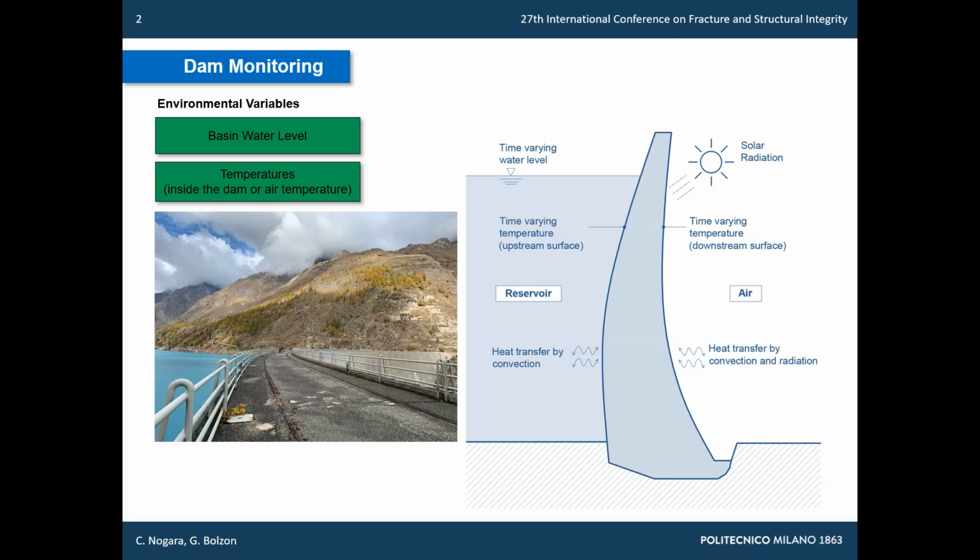First of all, a monitoring system measures environmental variables such as the water level in the reservoir and temperatures. They can be the temperatures inside the dam body if there are thermometers in the concrete, or simply the air temperature. These environmental factors are related to the loads acting on the dam. The water level determines the hydrostatic load, while the temperature determines the thermal load.